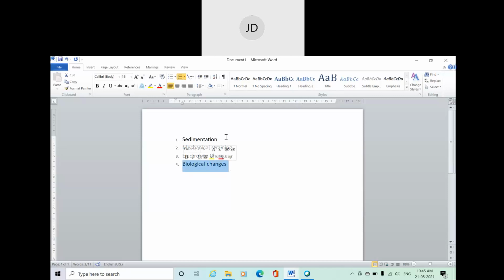The rest, that is 1, 2, 3, you can mainly see in the rapid sand filter, which works on the physical processes. But the slow sand filter can treat water based on these biological changes. So what do you mean by these biological changes? How can a slow sand filter or a gravity filter treat water biologically?